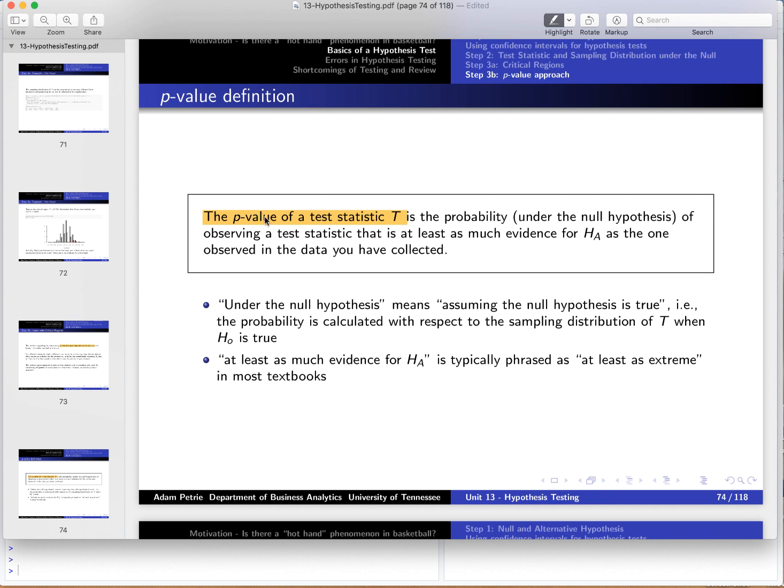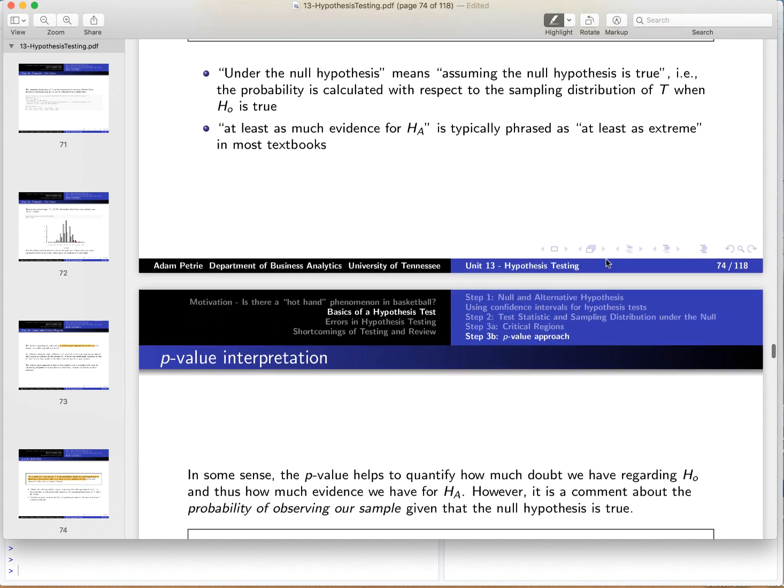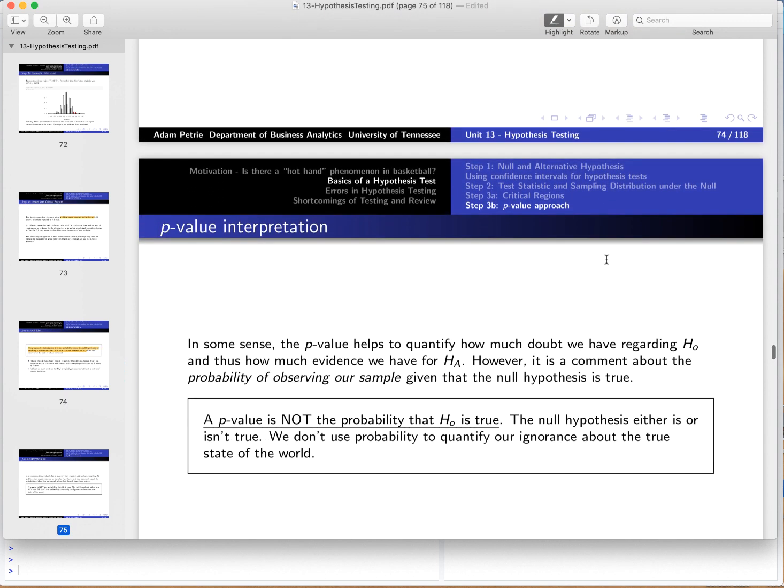So, a few ways of phrasing it. The p-value of the test statistic that we measure from our data is the probability, under that null hypothesis, assuming that it's true, of observing that test statistic, or one that is at least as much evidence for the alternative as the one that you actually observed in your data. So this is really best illustrated with a few concrete examples.